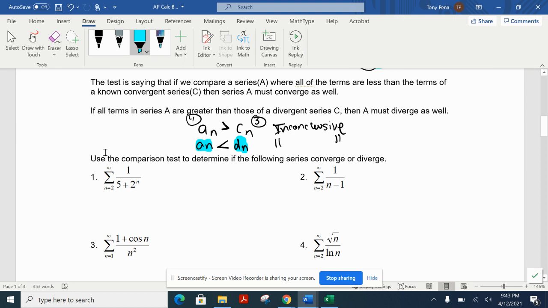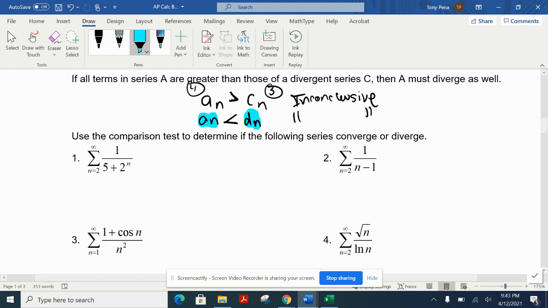So what all that means, in number 1, when we do the comparison test, what we're really trying to do is create a series that looks very, very similar to the one we are working with so that we can compare them easily. The other thing we want to do is keep either the numerator or the denominator the same. With this first one, we're going to let the numerator remain a 1. Then we'll look at our denominator. All I'm going to do is get rid of that 5 so that I now have a series 1 over 2 to the n.